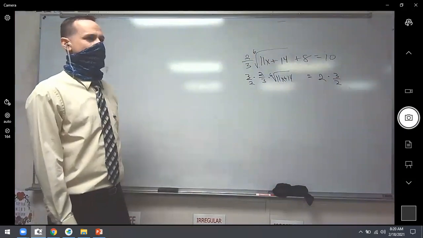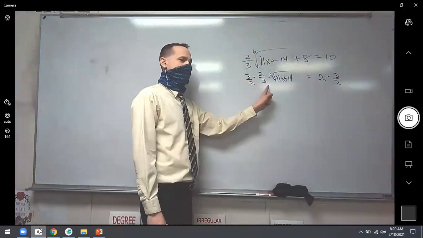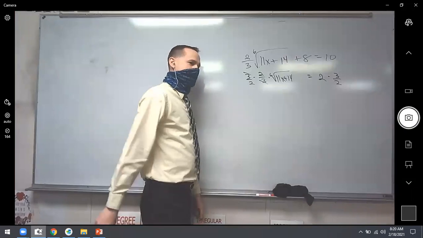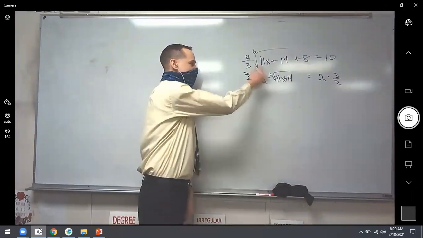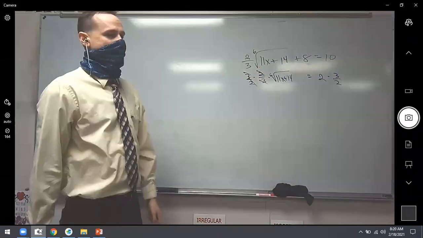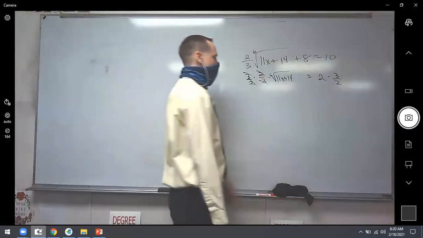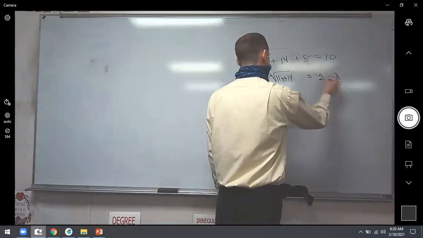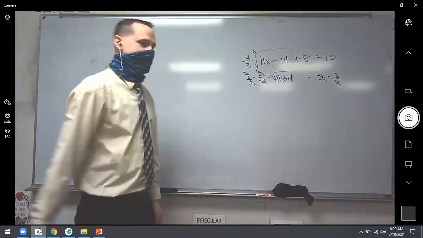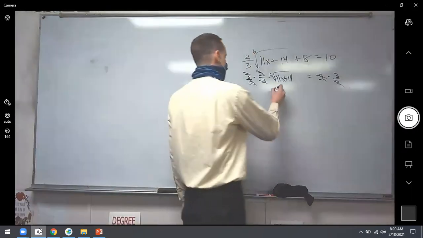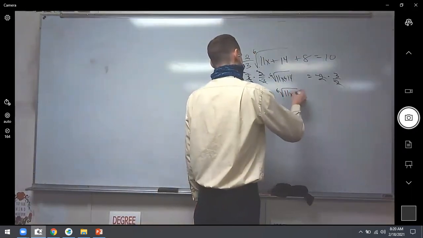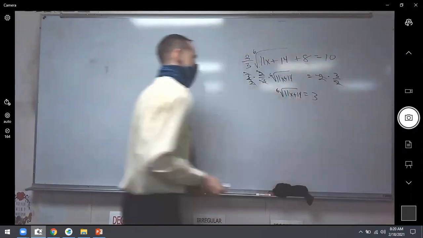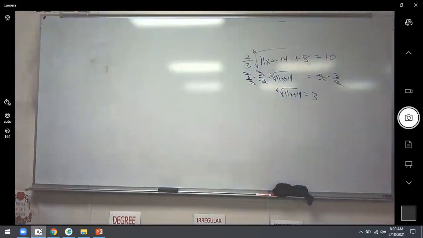Why does the reciprocal even work? Because here you got a 3 and a divide by 3, right? Cancels, correct? Here you have a 2 divided by 2. That also cancels. And over here on the right, this 2 and this divide by 2 actually, in this case, cancel. So finally, we're going to have the 6th root of 11x plus 14 is just 3.